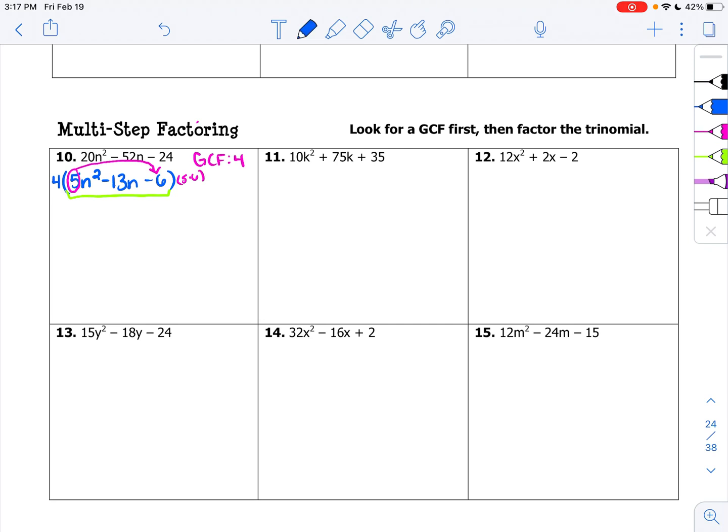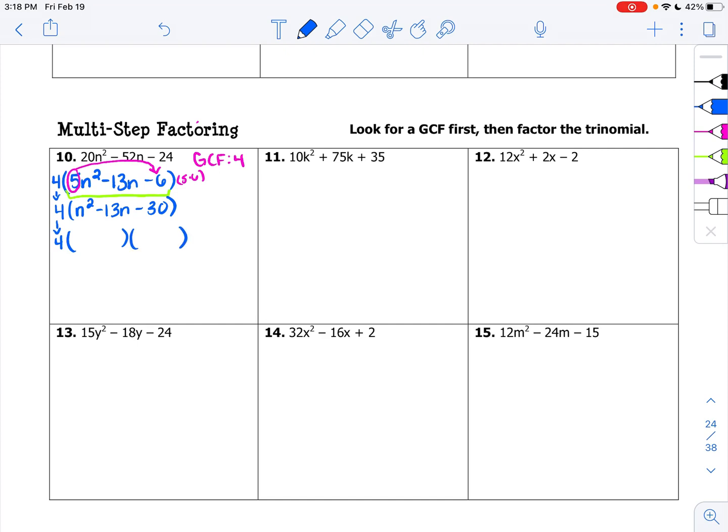And as I work this, I'm going to continue bringing down my greatest common factor of 4. And when I slide that 5 down, I'm left with n squared minus 13n minus 30, because 5 times 6 is 30. Next, I'm going to take that a and slide it underneath those factors. Oh, I'm getting ahead of myself. I need to factor that trinomial. Bring down your GCF. It's just going to keep following you down.